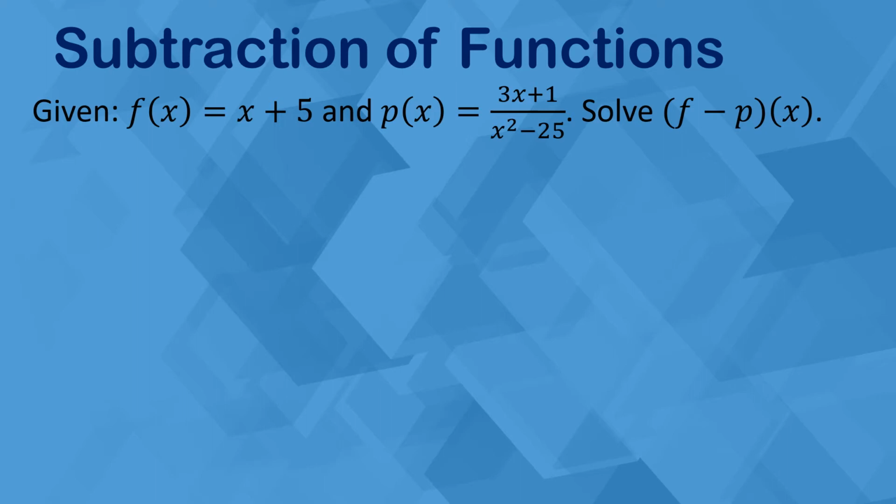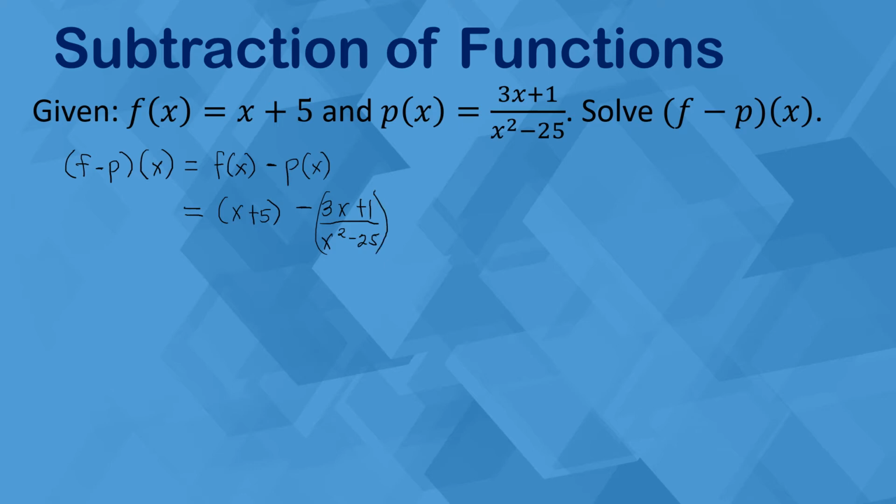Let's have our fourth example using f and p functions. So f(x) is equal to x plus 5 and p(x) is equal to 3x plus 1 over x squared minus 25. We solve for the difference of the two given functions. So (f minus p)(x), which is equal to f(x) minus p(x). We substitute the functions: x plus 5 minus (3x plus 1) over (x squared minus 25).